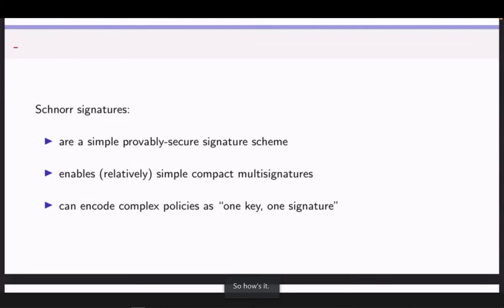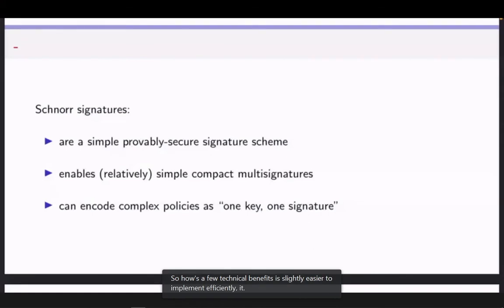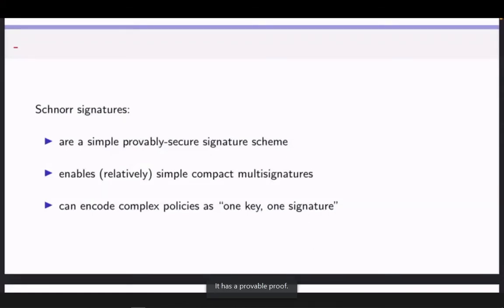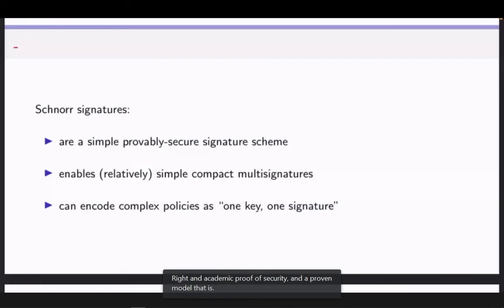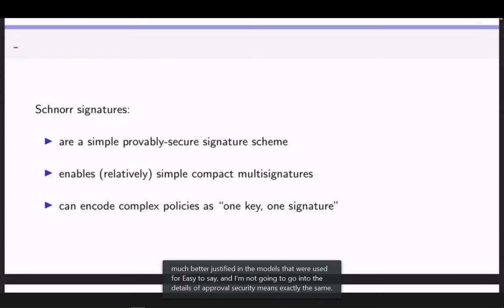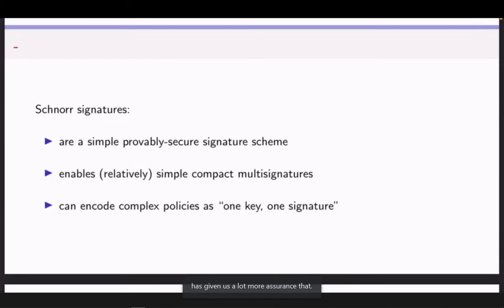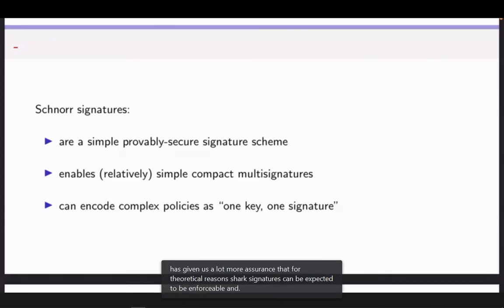So it has a few technical benefits. It's slightly easier to implement efficiently. It has a provable proof of security, an academic proof of security in a proving model that is much better justified than the models that are used for ECDSA. And I'm not going to go into the details of what provable security means exactly, but certainly this gives us a lot more assurance that for theoretical reasons, Schnorr signatures can be expected to be unforgeable in ways that ECDSA doesn't necessarily have.